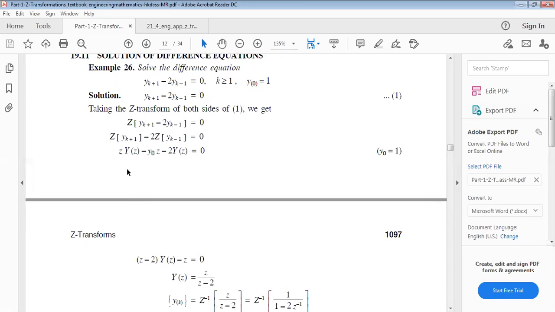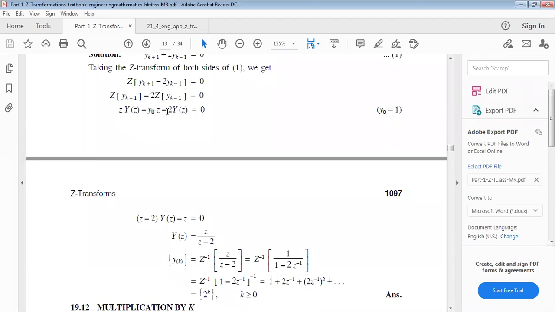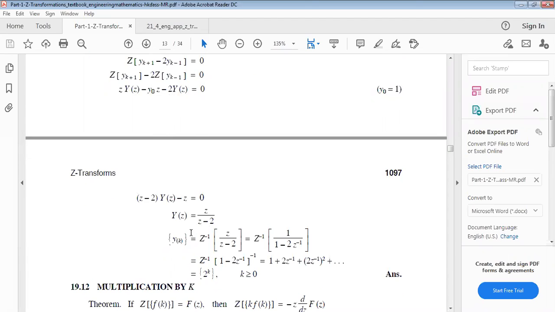Now from this line, y(0) equals what? 1. Using this condition, we get Z into Y(z) minus y(0) Z, which can be written as Z because y(0) equals 1, minus 2 into Y(z). Taking Y(z) common, we get (Z minus 2) Y(z) minus Z equals 0. So Y(z) equals Z divided by Z minus 2.